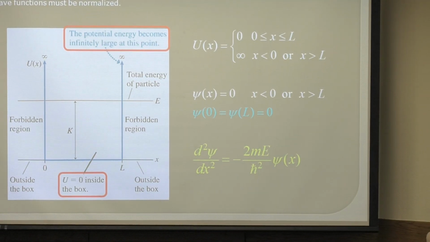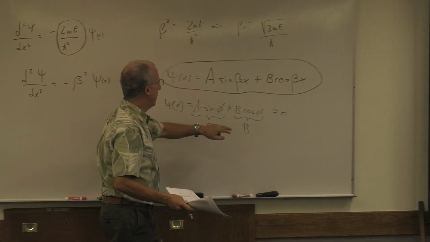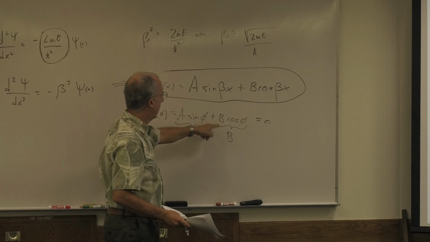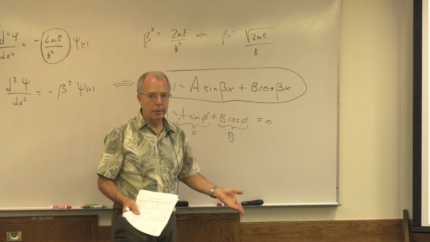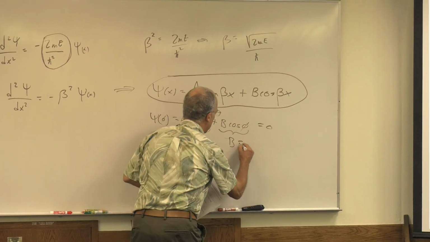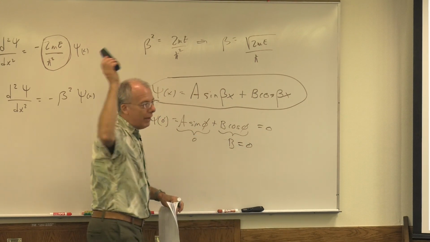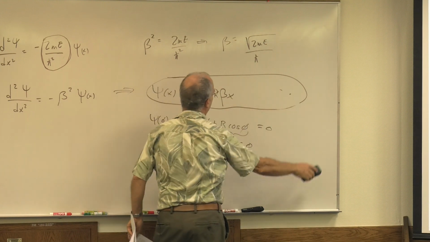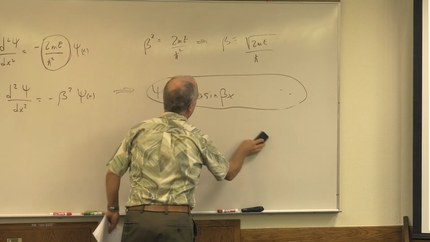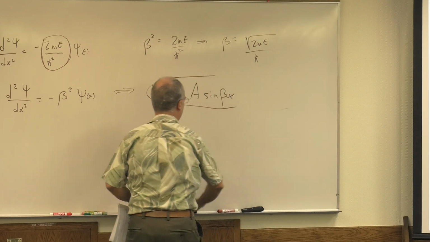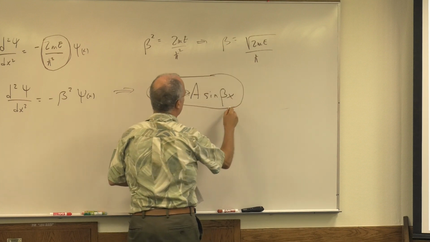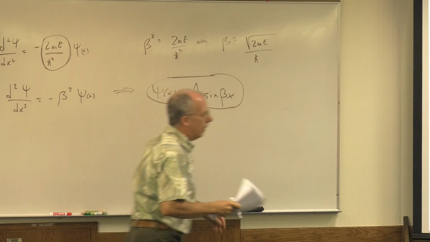So what does that tell you? Psi of 0 is supposed to be 0. No problem here, but that's B. So what does B have to be? So B has to be 0. Has to be. Okay? So now we've gotten rid of half our solution, right? Goodbye. All right. So now we have this. Now let's do this.